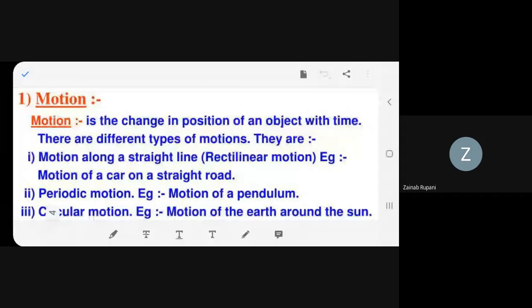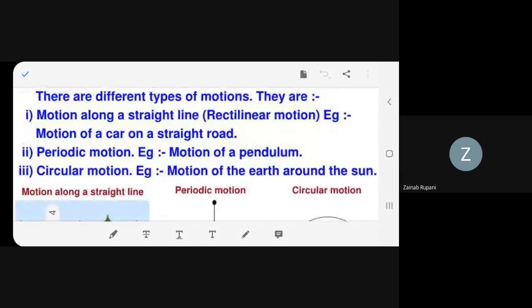Motion is the change in the position of an object with time. There are different types of motion. Number one, motion along a straight line. Example, rectilinear motion of a car on a straight road. Beta, you have to read the thing which is written in the bracket as well. Let me read and then you follow. Rectilinear. Read it again, beta. Rectilinear motion. Very good.